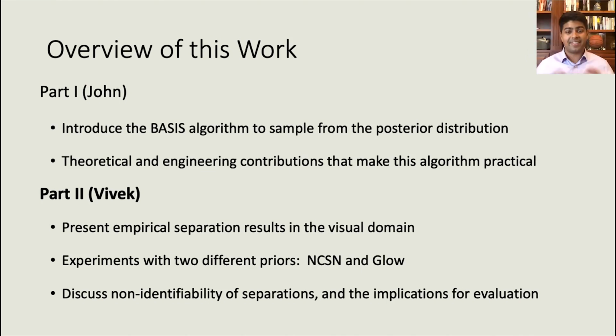Thank you, John. So my name is Vivek, and in the rest of this talk, we'll dive into some of the results produced by our algorithm. We'll also discuss a bit about the qualitative and quantitative metrics. In addition, I'll describe the non-identifiability problem in source separation and how we can tackle this in our evaluations.